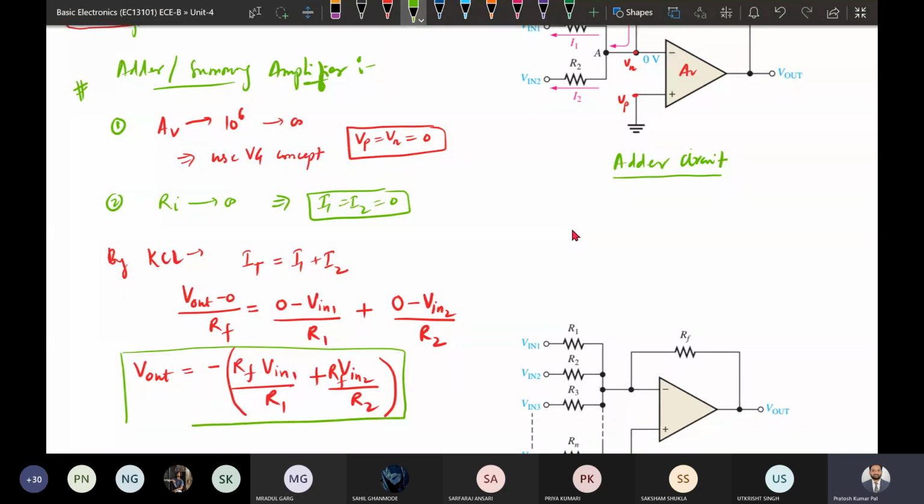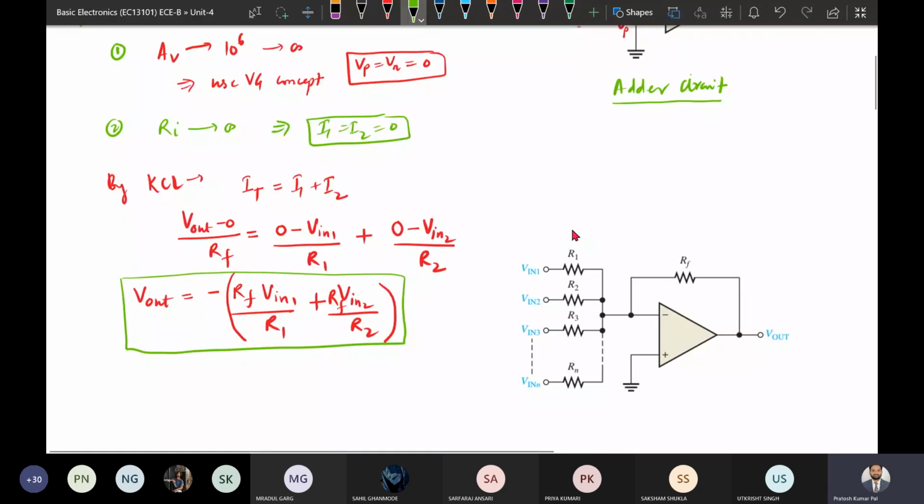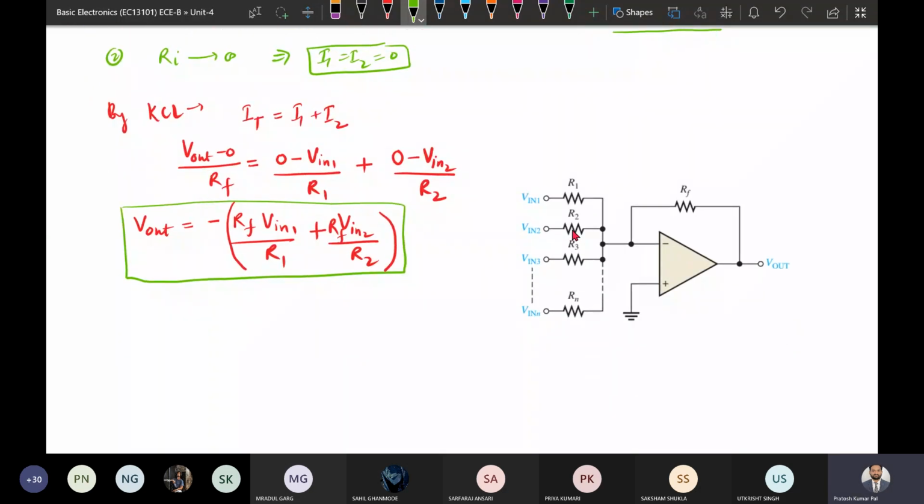So from there we can see the output is the sum of V input 1 and V input 2 with a ratio multiplied, RF by R1 for V in 1 and RF divided by R2 for V in 2. It is a constant parameter being multiplied. So that constant will depend on the designer. If the designer wants to have RF and R1 equal, then it will give out directly V in 1.